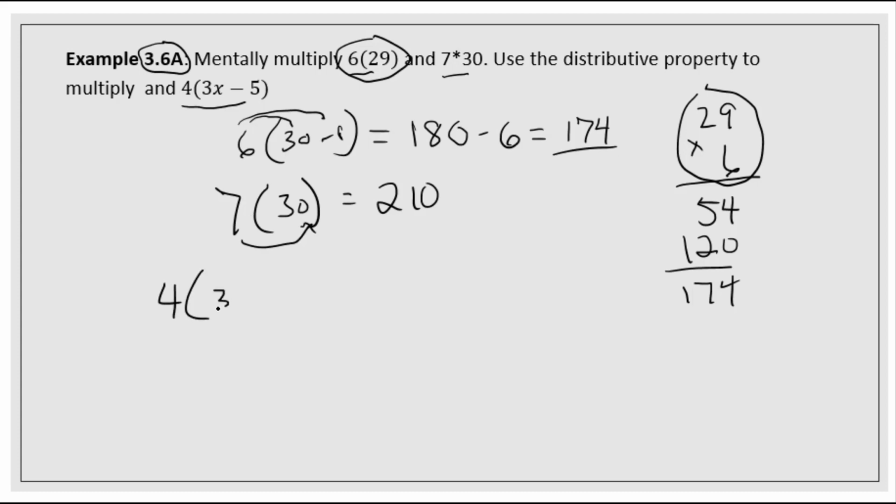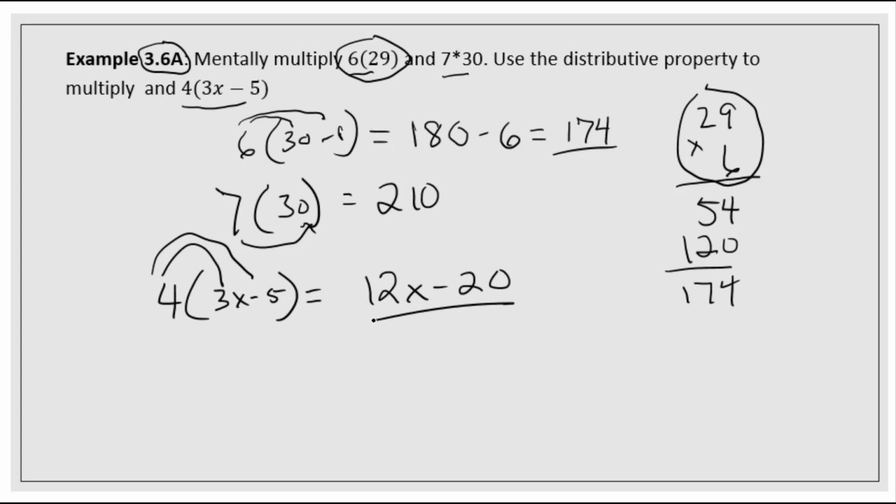4 times 3x minus 5. Well, 4 times 3x is 12x, and 4 times a negative 5 is a negative 20. I cannot combine these because they're not like. Right? It's like cats and dogs. These are X's, these are not X's.